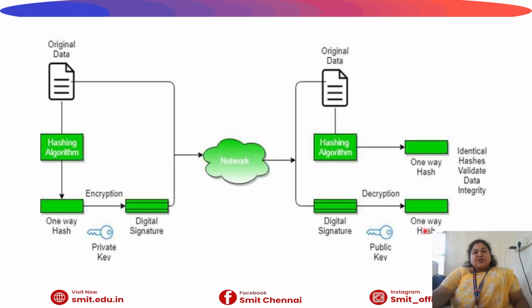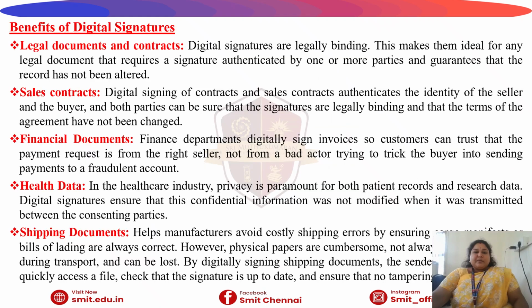This is the overall process. The original data is passed to the hash algorithm, and a one-way hash function is used to produce the hash. The digital signature is then encrypted using the private key and sent to the authorized person over the network. On the receiving side, the original data is converted to a hash by the hashing algorithm using the one-way hashing function, and the digital signature is decrypted by means of the public key.